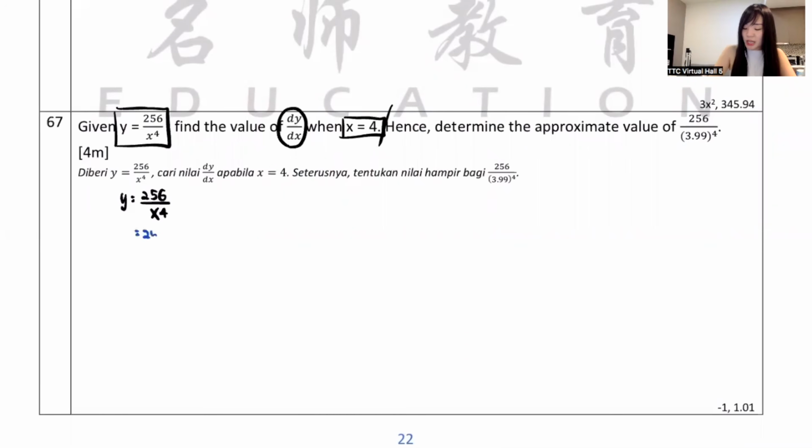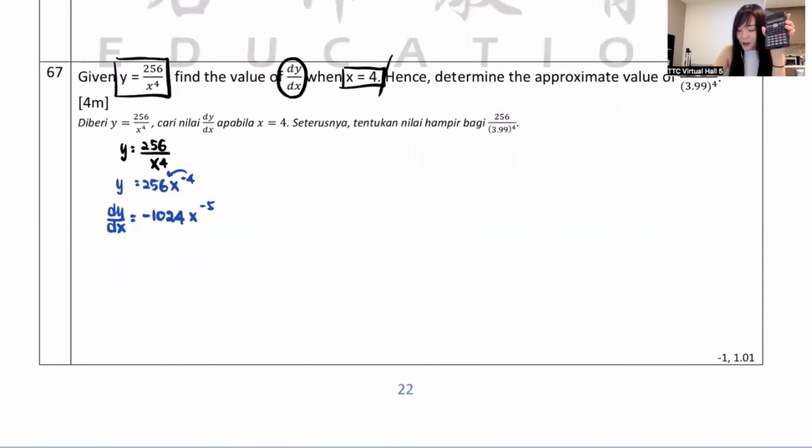How do we find dy/dx? We differentiate this. Look carefully: the x is at the bottom. You must bring it up first, then start to differentiate. dy/dx: remember power times, and minus 1. So negative 4 times 256 gives negative 1024. Remember power minus 1: negative 4 minus 1 is negative 5. No need to be scared, it's okay to have negative 5.